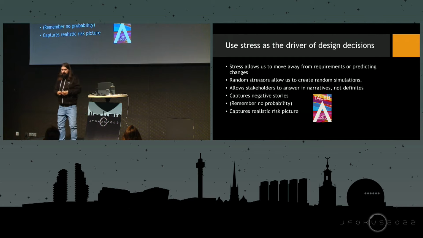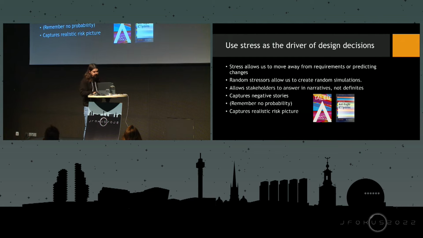We're moving away from requirements, we're moving away from risk management, we're moving away from ideas of probability, because we were never able to talk about probability in these kinds of environments. And you can find the roots of these ideas in a book called Anti-Fragile by Nassim Taleb, which I bought in an airport many years ago.